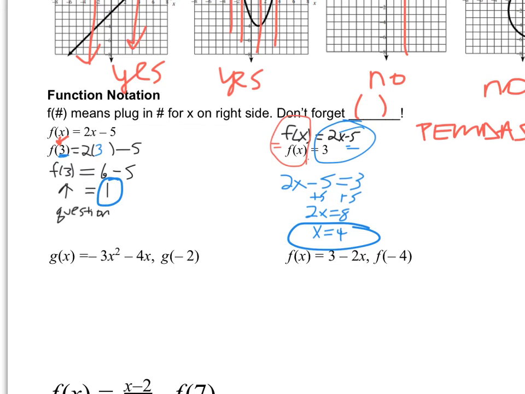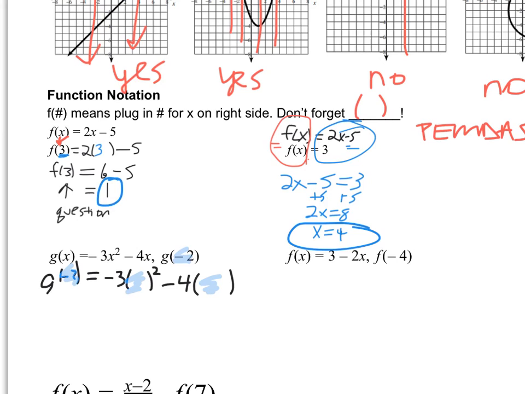Okay, so let's try that in the next one. So g of negative 2. I notice that that's replacing the x with negative 2. So that means on the right side, I'm going to copy down the equation with parentheses. And now I'm going to go back and replace everything with negative 2.